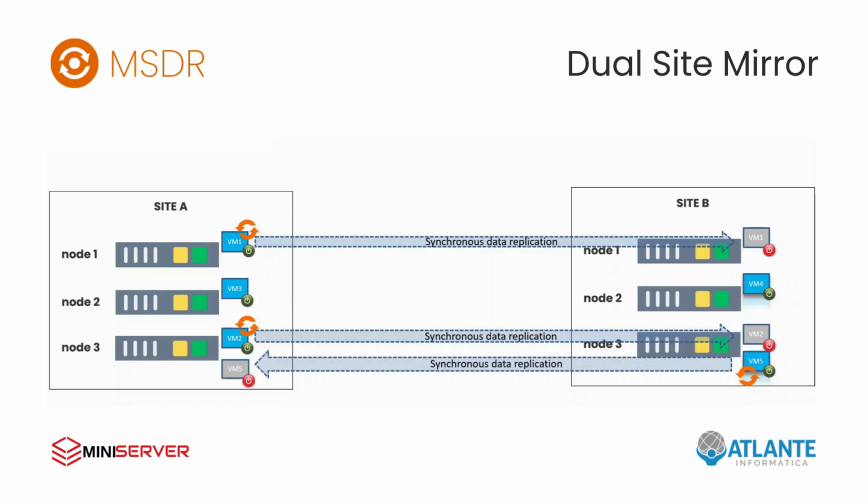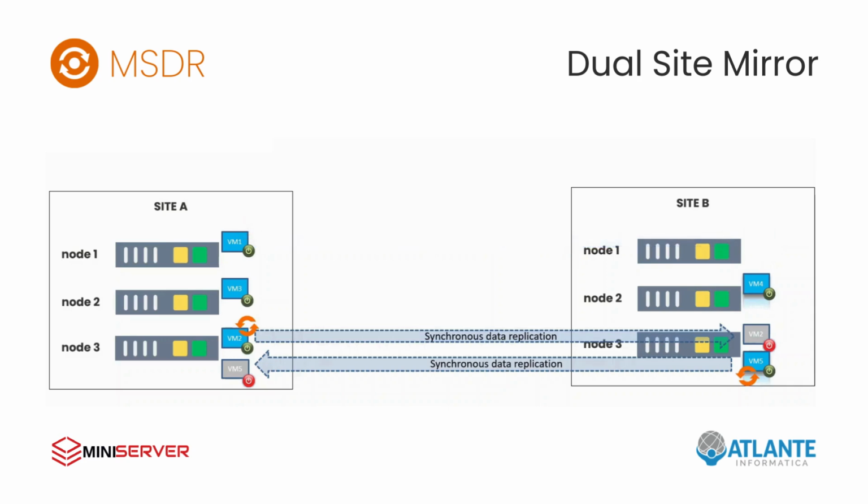In the same way, I can enable MSDR replication in the opposite direction. In this case, I want to enable replication for VM5 from site B to site A. As in the case of VM1 and 2, VM5 is powered off as well on site A.